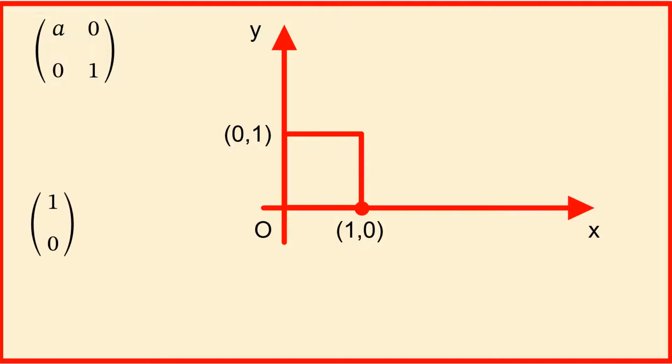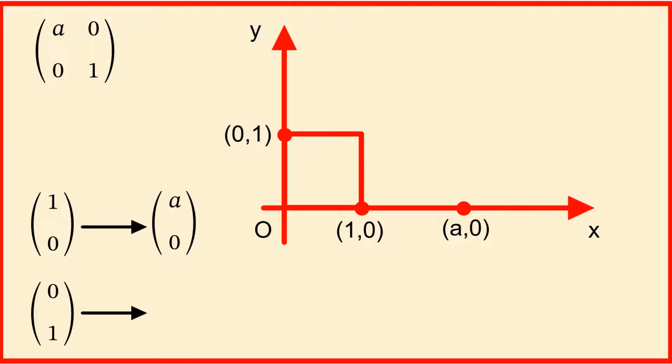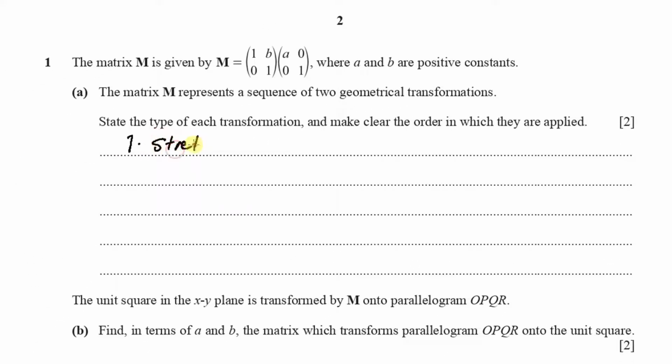Now the point (1, 0) is being transformed to the point (A, 0). So the point (A, 0) could be perhaps here. And the point (0, 1) is being transformed onto the point, in this case, again (0, 1), which shows us that the y-axis is invariant. So we can conclude here that the unit square is being transformed parallel to the x-axis by a stretch of factor A. So that's the first transformation. So we're saying it's a stretch parallel to the x-axis with the y-axis invariant.